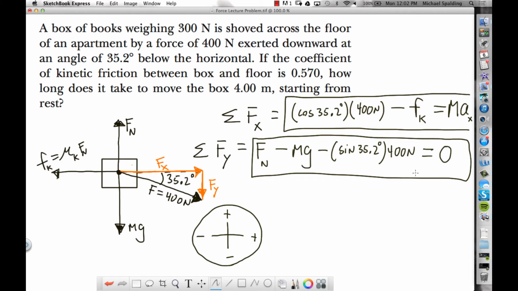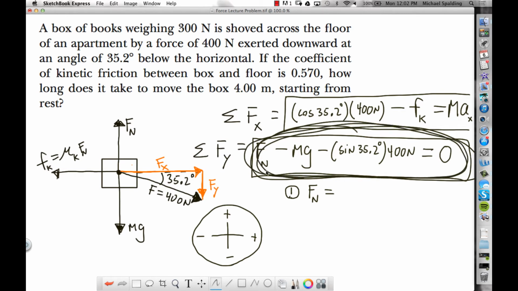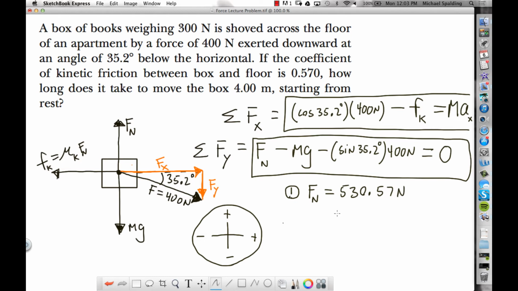Okay? At this point in the problem, the hard part's done. The remainder of this problem is algebra. So I'm going to walk you through it. The first thing you're going to calculate from this point is the normal force. Now, how are you going to get the normal force? From this equation right here. What's the only thing missing in this equation? Normal force. So solve it for normal force. You should come out with 530.57.